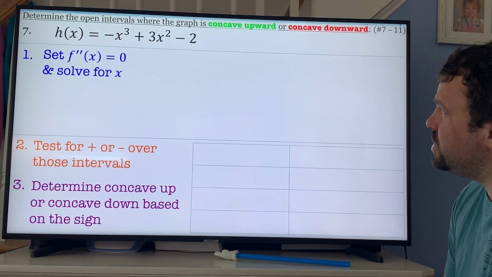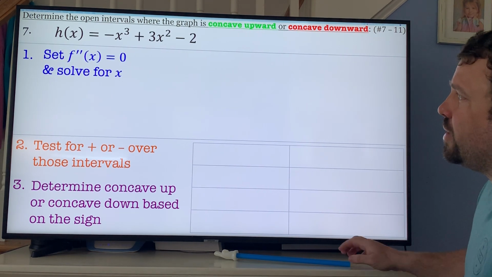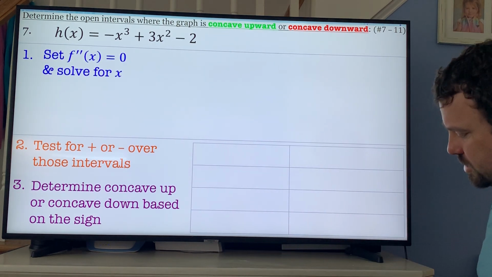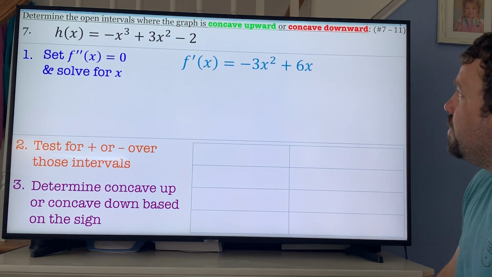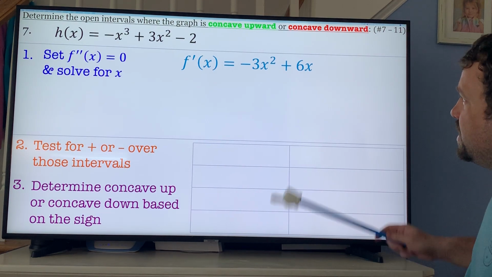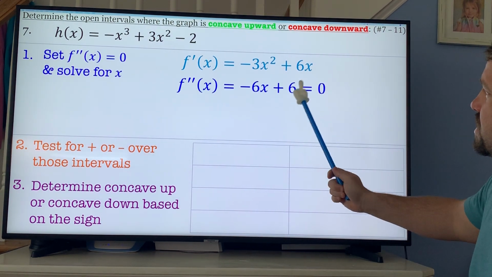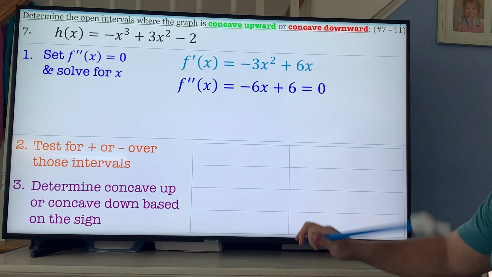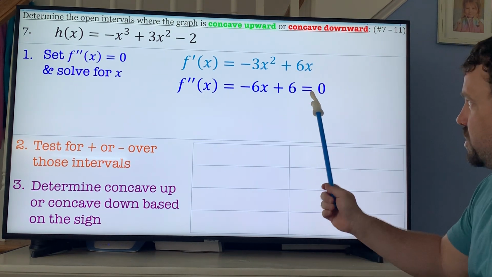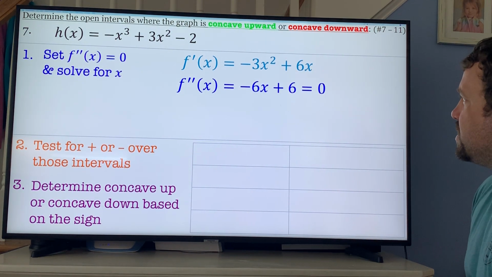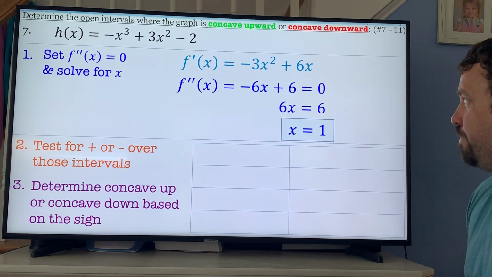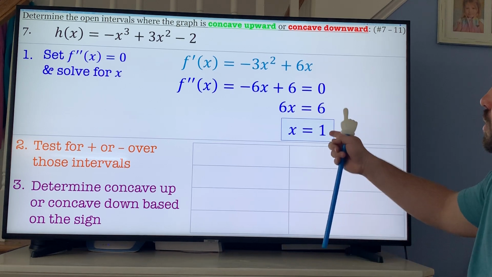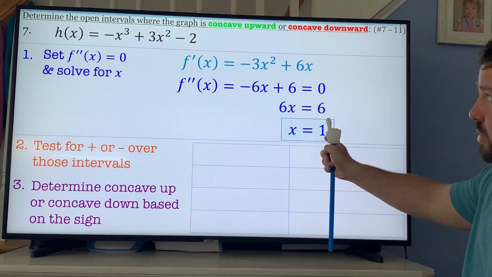First thing I want you guys to do is set f double prime x equal to 0 and solve for x. All right, hopefully you did that. First derivative, negative 3x squared plus 6, second derivative negative 6x plus 6, and you set it equal to 0. Solve for x. You should have subtracted 6 or added 6x to both sides, divide by 6, and you get x equals 1. All right, so 1 is my critical number.